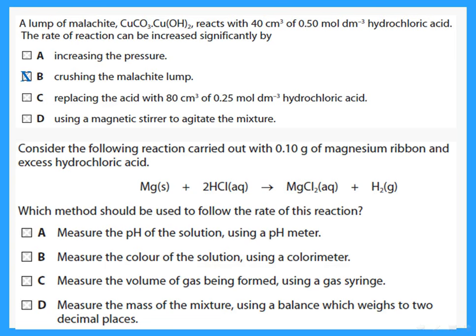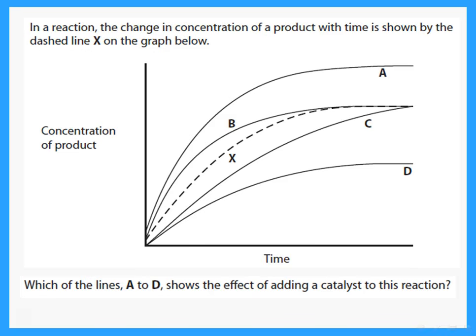Consider the following reaction carried out with 0.1 gram of magnesium ribbon and excess hydrochloric acid. Which method should be used to follow the rate? Well, this is something that's giving out hydrogen gas, so I should measure the volume of gas using a gas syringe. Which of the lines shows the effect of adding a catalyst?